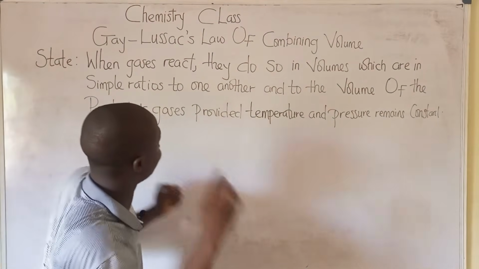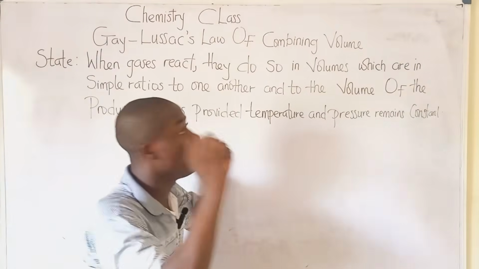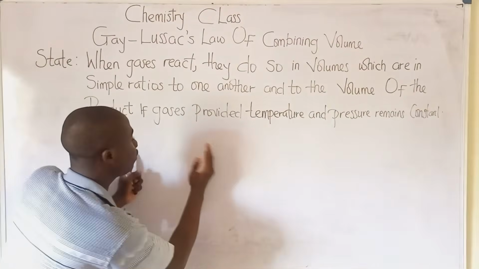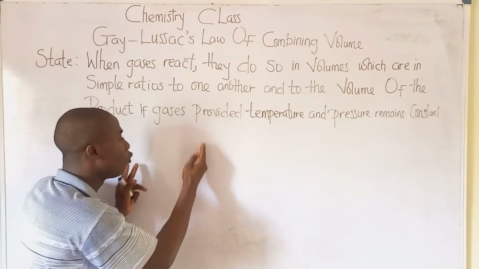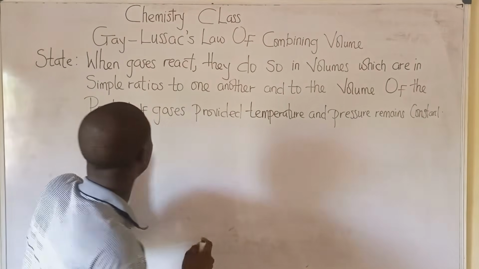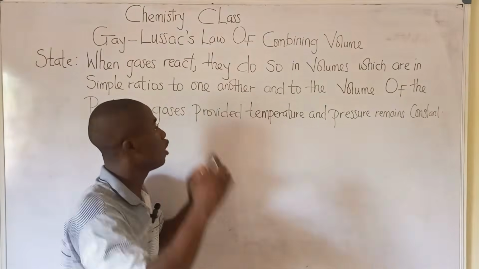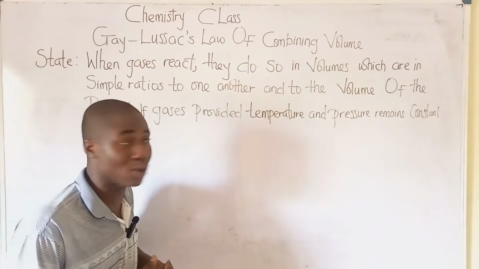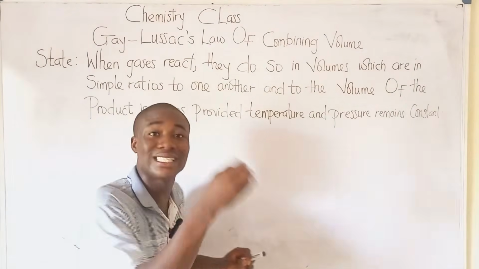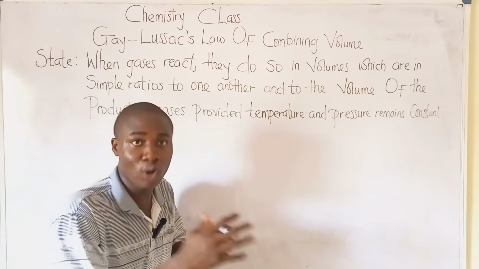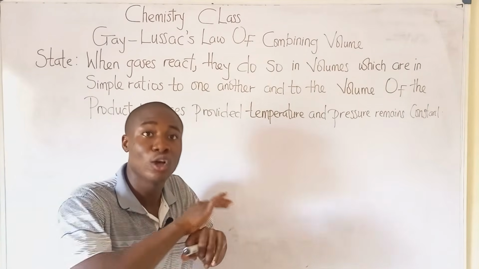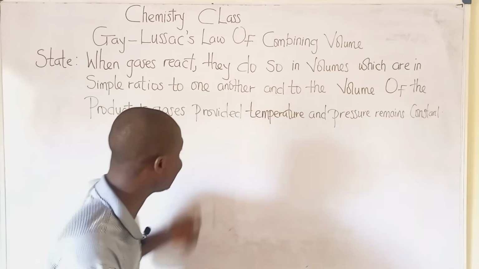So when gases react, they do so in volumes which are in simple ratios to one another, and to the volume of the product, if gaseous, provided temperature and pressure remain constant. So the product we are to get in the reaction will still be in terms of volume. Don't worry, in the course of this video class, I'm going to explain how this concept works so easily. So with all this said, let's take an example.